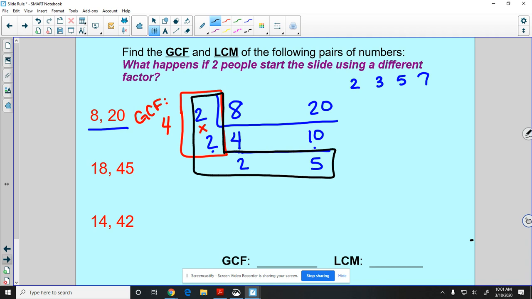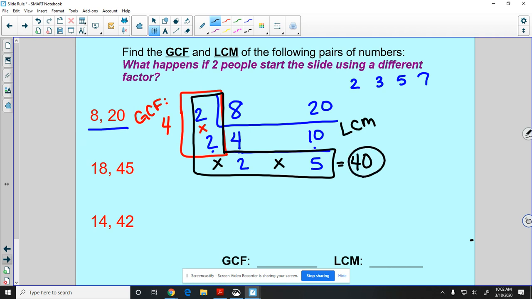So I have, and then I multiply all these numbers. 2 times 2 times 2 times 5. Well, I know 2 times 2 is 4, times 2 is 8, times 5 is 40. So my LCM is going to be 40.